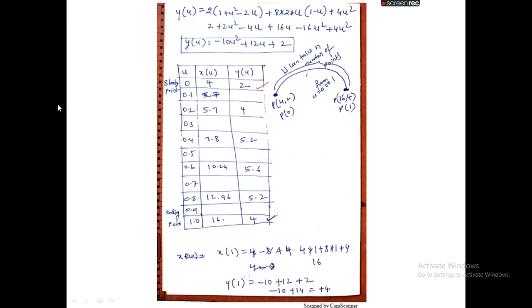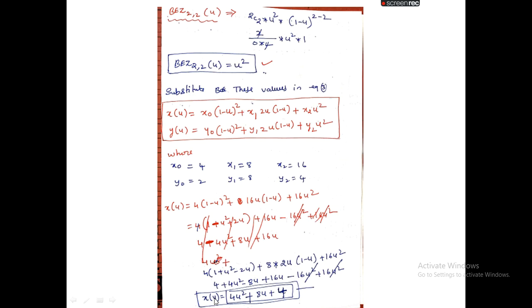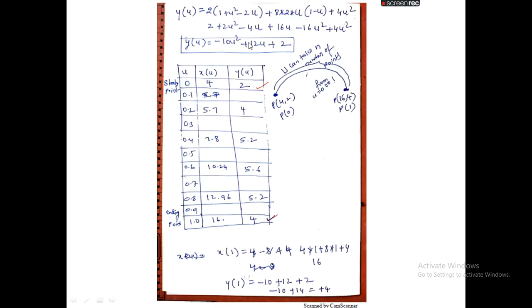Next I will substitute u value 0.1. After substituting u value 0.1 in this equation as well as in this particular equation, again I will get the second pixel position along this curve. Like this, I substituted u value 0.2. I got 5.7 for x of u and 4 for y of u. Means x axis value I got 5.7, y axis value I got 4 for the third pixel.